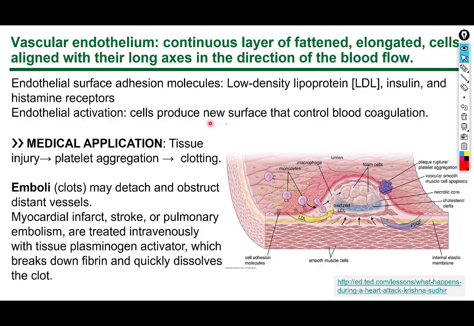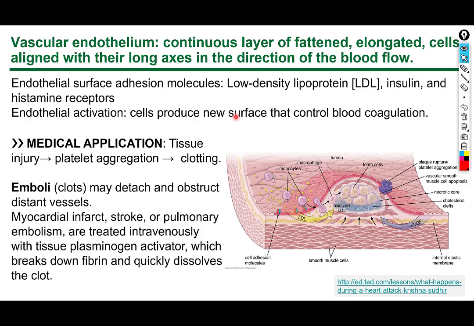Endothelial activation is when cells produce a new surface, so they change their surface constituents in a way that favors clotting. Part of the clotting process, which we'll talk more about when we talk about blood, involves a change to the lumen-facing surface of the endothelial cell. They go from being slippery to being sticky, and that facilitates a buildup of platelets. So tissue injury causes those endothelial cells to become sticky, and then platelets stick to the sticky part, and that initiates clotting.